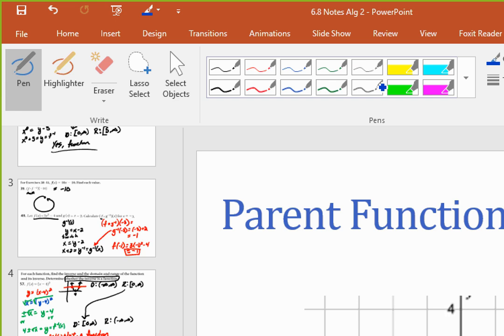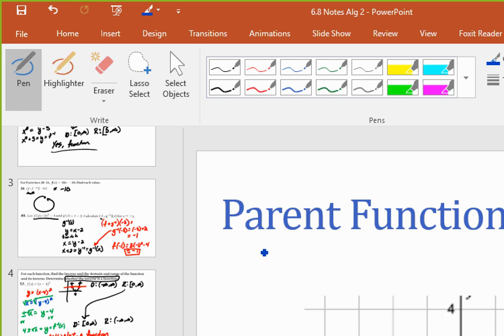All right, and some key coordinates to recognize. Well, I know on my parent function, I have the coordinate 1, 1. I also have the coordinate 4, 2. Being able to determine coordinates is going to help you as well, because we're going to make some adjustments to coordinates based on whatever function they give us.